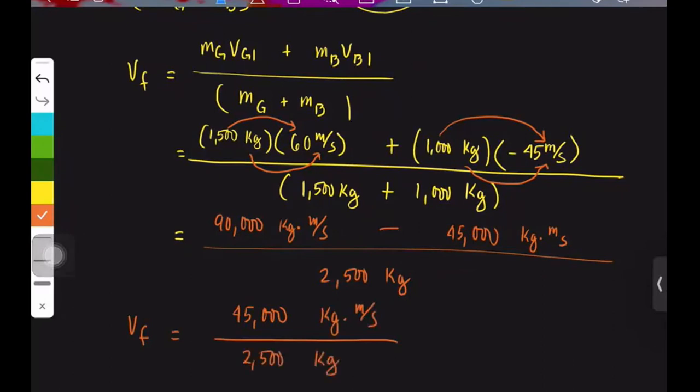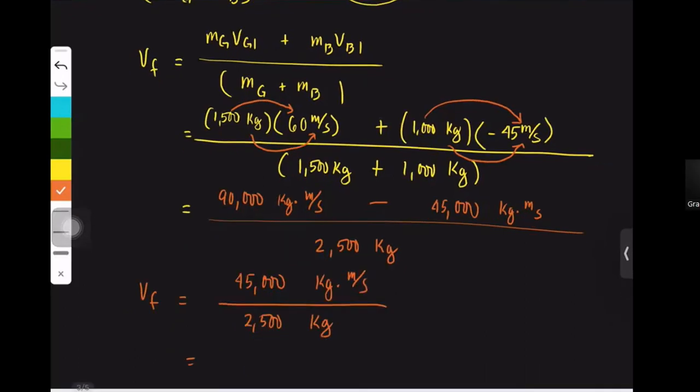So in this case, you simply need to divide 45,000 by 2,500, and your calculator will show you that's 18. Then, in this case, we can cancel out kilograms because that would just be equal to 1, leaving now the only unit, meters per second. So this is meters per second. This is now the final velocity.